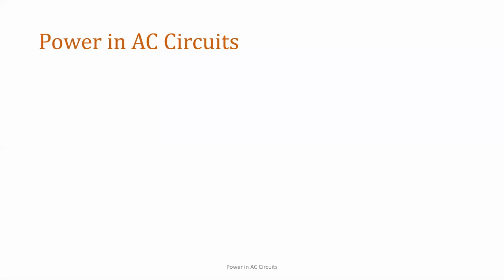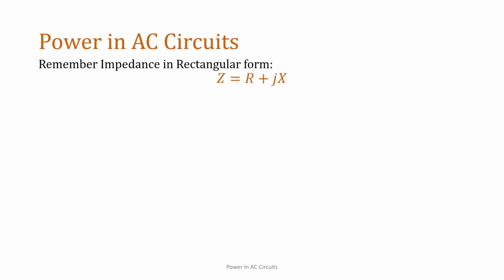Okay, so let's have power in AC circuits. Earlier there was a discussion about the definitions of different types of power in AC circuits. Remember this impedance in rectangular form: Z equal to R plus jX. In complex power, let's translate this in terms of power.